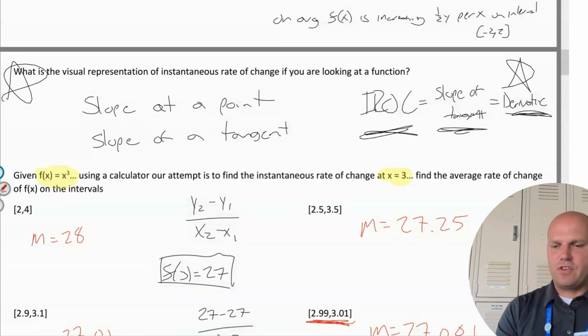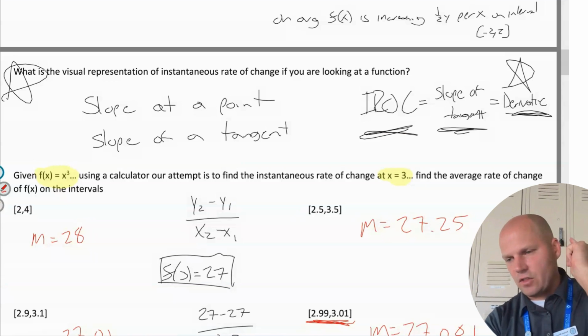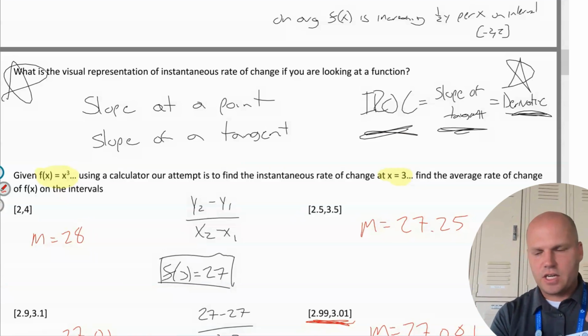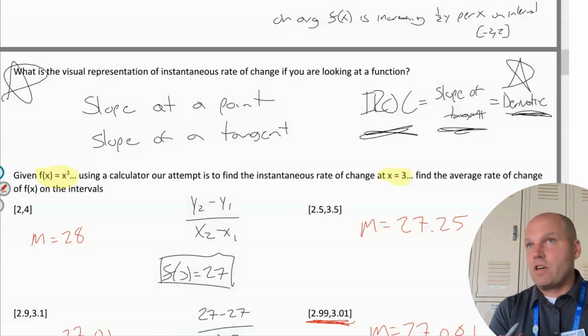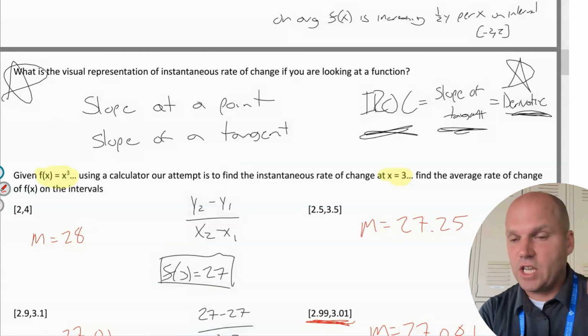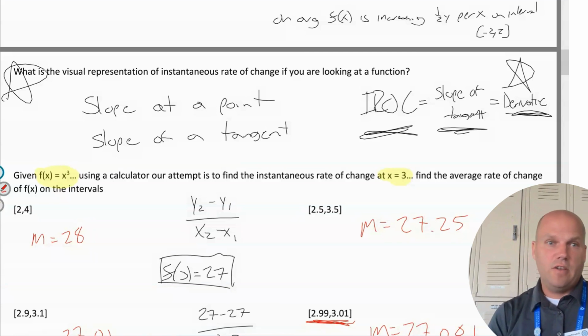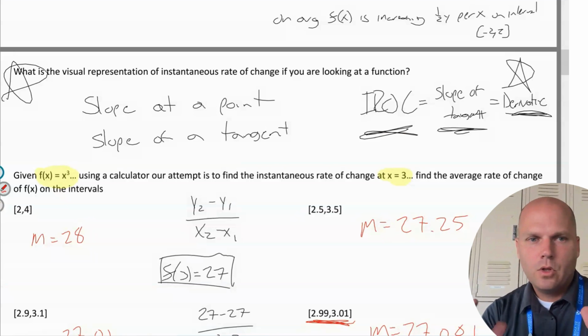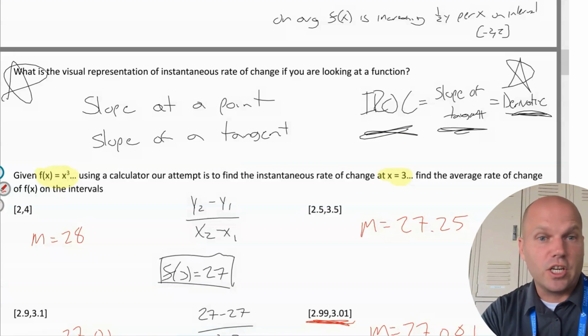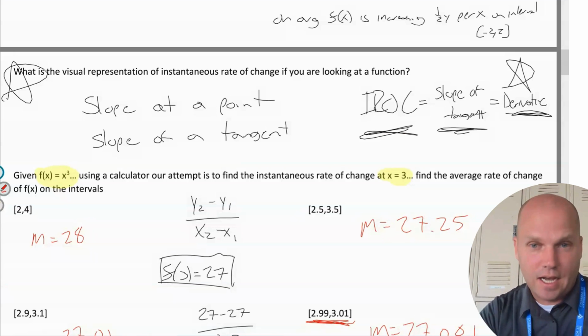If I ask you to find the derivative, you are not only finding the slope of the tangent, but you're finding the instantaneous rate of change. If I ask you to find the instantaneous rate of change, you're finding the slope of the tangent. You're finding the derivative. So they're all the same. And we're going to do it the same way every time.